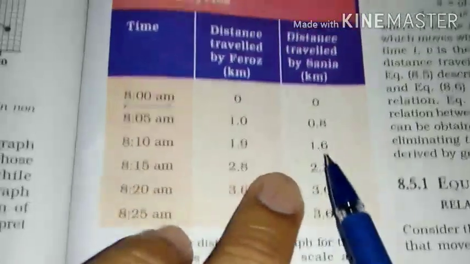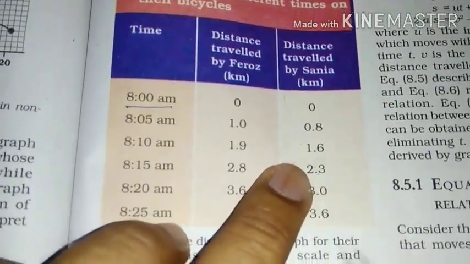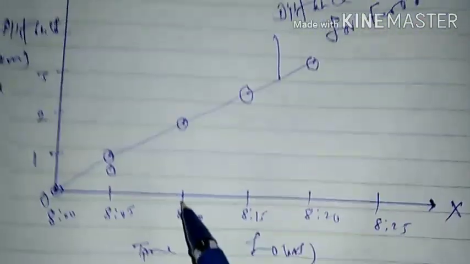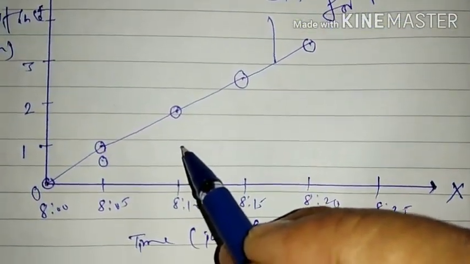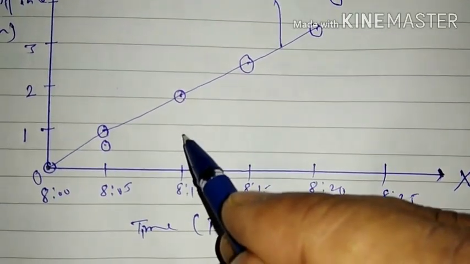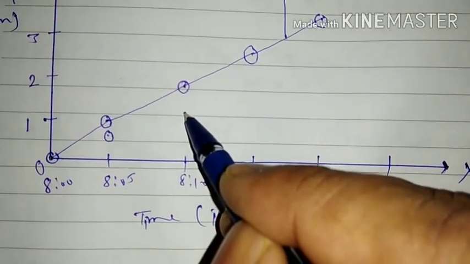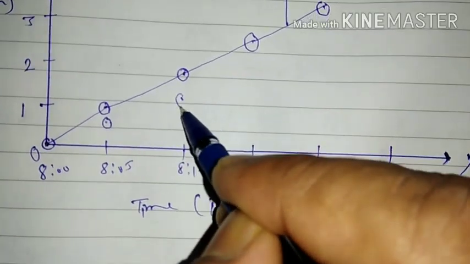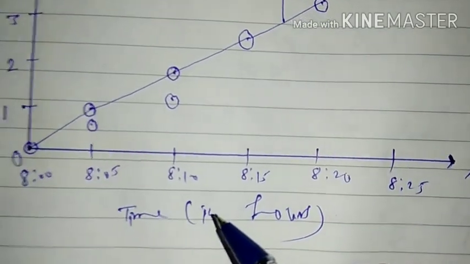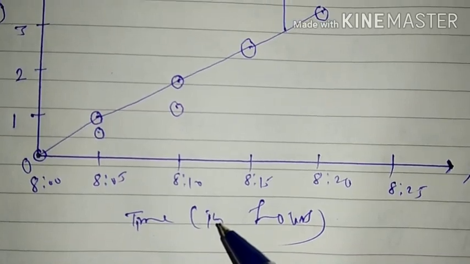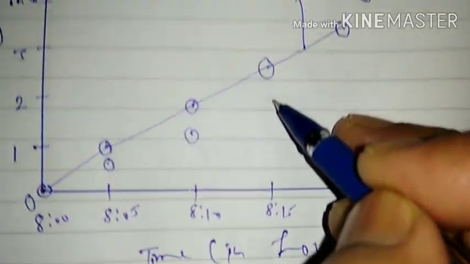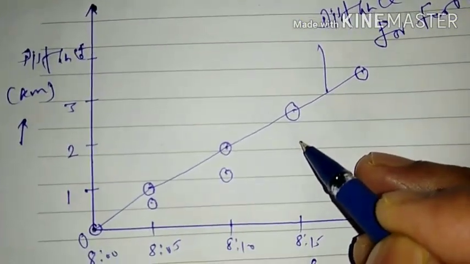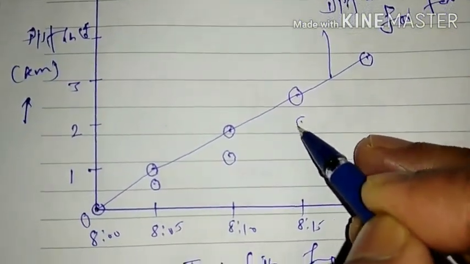Now, next data is at 8:10, the distance traveled by Sania is 1.6 kilometer. So see, at 8:10, this was 1.9, and here it is 1.6. So suppose 1.5, below it, nearly. At 8:15, the distance traveled by Sania is 2.3. So 2.3, and for Firoz it was 2.8, so below it.